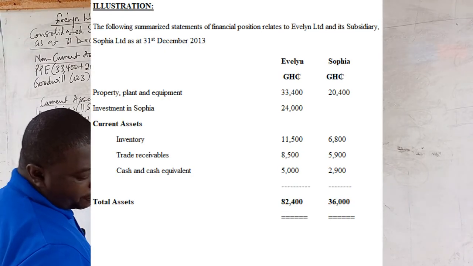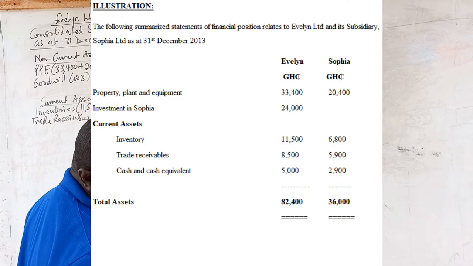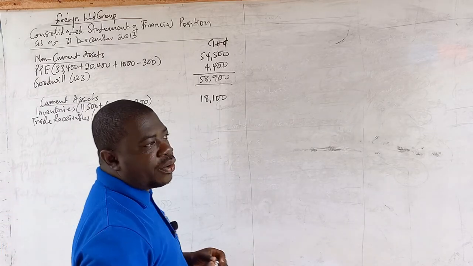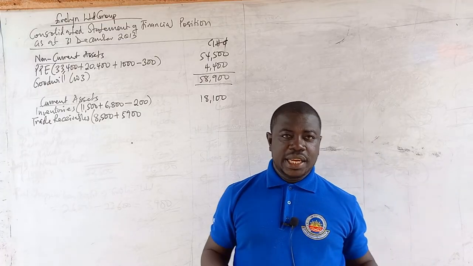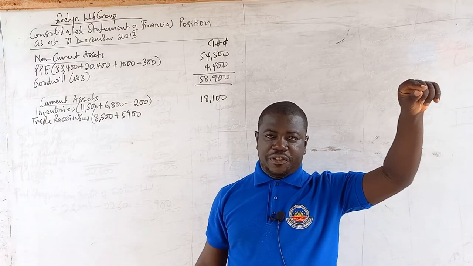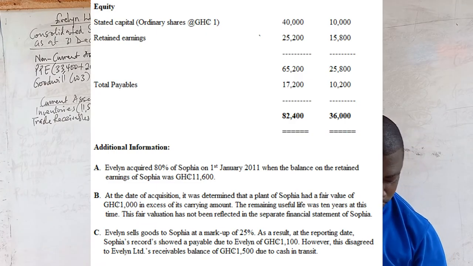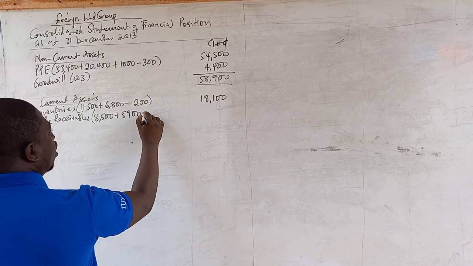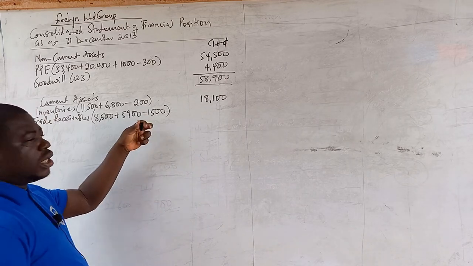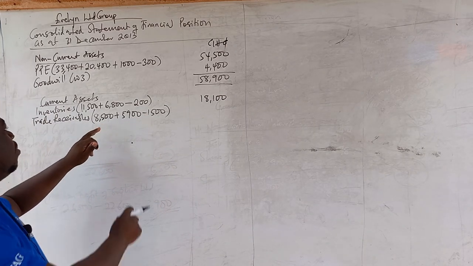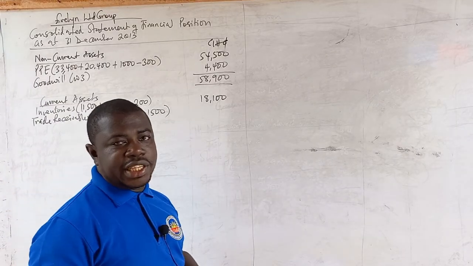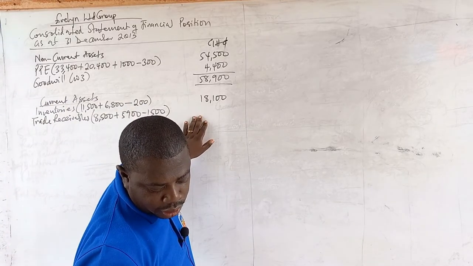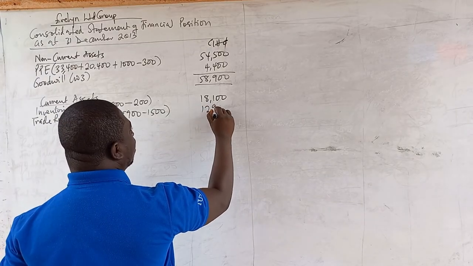Then after that, we have trade receivables. From the question, we have 8,500 for parent, 5,900 for subsidiary. And then let us remember that we were told about the intragroup debt, that the parent Evelyn had 1,500 standing as receivables, and Sophia, the subsidiary, had 1,100. And so those two must not stand. So we have to subtract 1,500 from the receivables. I told you that it will not stand. So it is the parent's plus subsidiary's minus the receivable that is due from Sophia. We don't need that in the consolidated because of the single entity concept. And that is going to give us total trade receivables of 12,900.